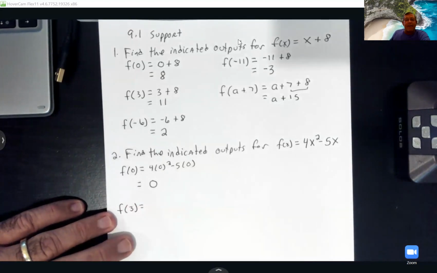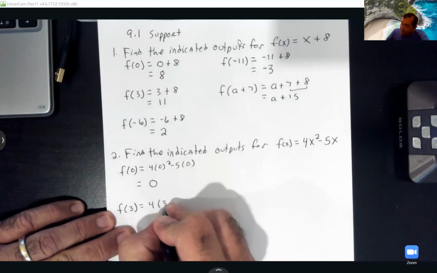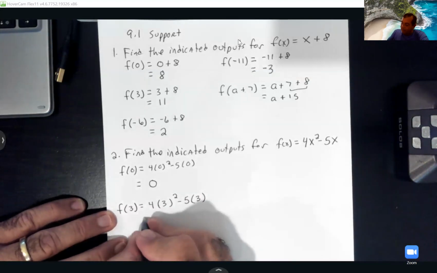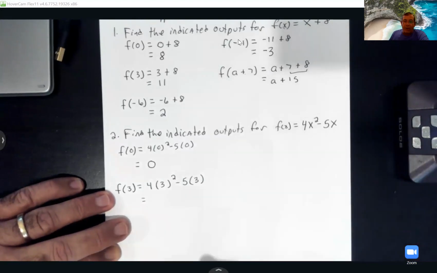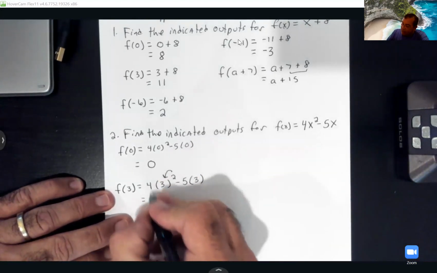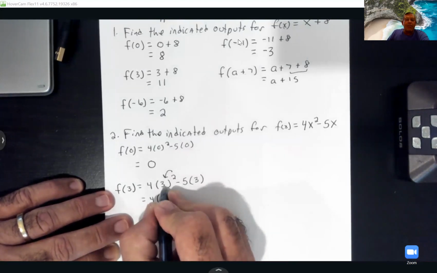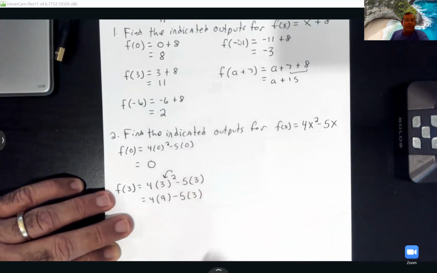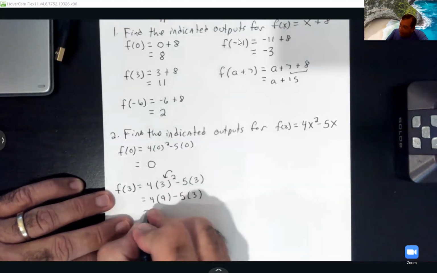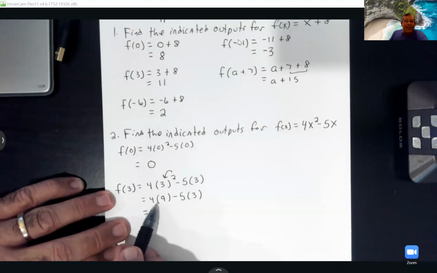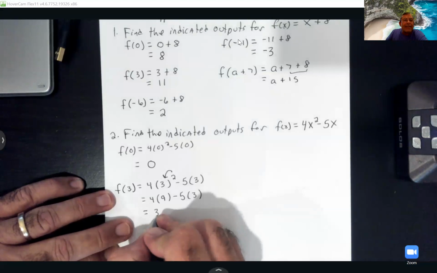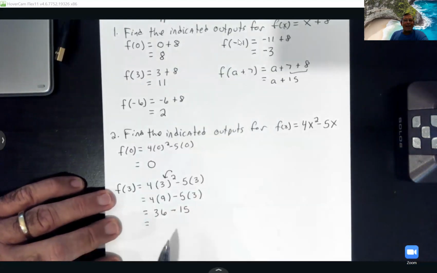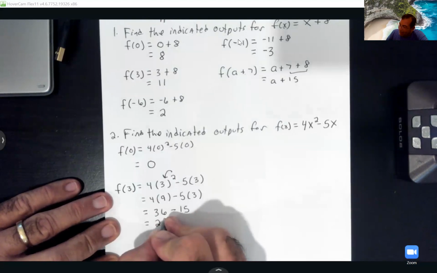Then they said, hey, find me f of 3. So that'll be 4 times 3 squared minus 5 times 3. I'll show you this one by hand. I would hit that exponent first. So bring down that 4. 3 squared would be 3 times 3 is 9. Then I'm bringing everything else down. Then I do my multiplying. 4 times 9 would be 36. Minus my 5 times 3 is 15. Y'all doing good today, because 36 minus 15 is definitely 21.